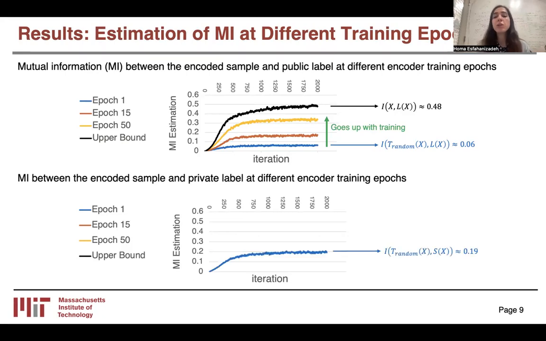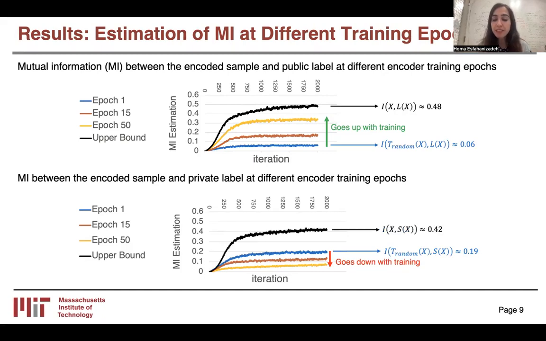Now let's take a look at the bottom figure, which is the mutual information between encoded sample and its sensitive label. At the first epoch, it is 0.19, and at higher epochs, this value goes down as intended because it is a measure of privacy leakage. Again, we have for comparison the upper bound, which is the mutual information between original sample and its sensitive label.